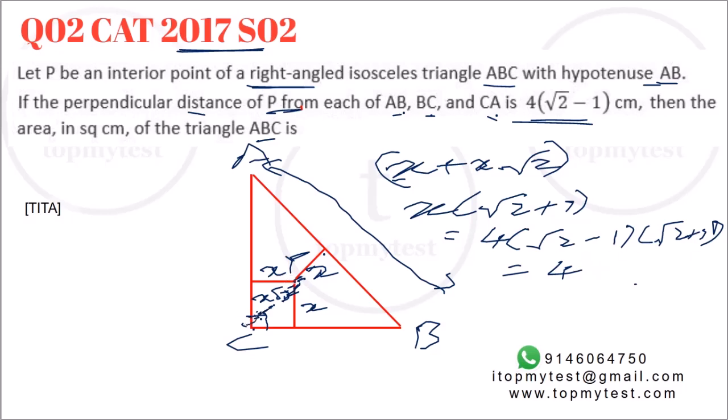So we know the height equals 4, which means the base equals 8. What will be the area? Half of 4 into 8, which will be equal to 16. Pretty straightforward application of isosceles triangles and perpendiculars. Job done.